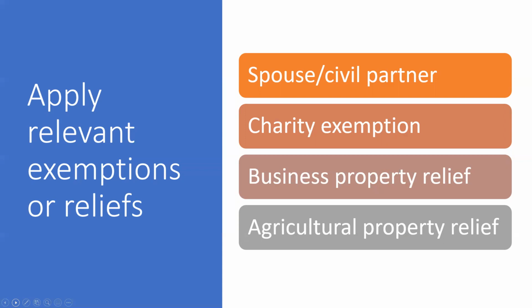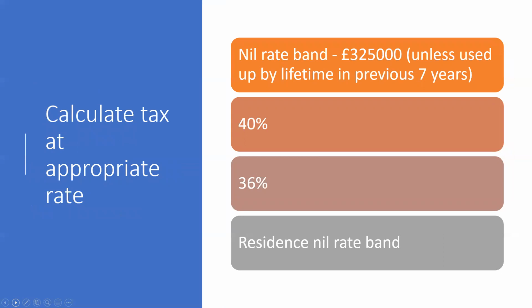Okay, so you take off any of those relevant exemptions or reliefs, and then the next stage is to calculate the tax at the appropriate rate. So the first thing is the nil rate band, which is £325,000 at the moment. It has been £325,000 for a while, but do read the question carefully, because if they're talking about something which has happened in the past, they might give you the nil rate band. So if it's not 325,000 because they're giving an old figure, then make sure you use the figure that it actually gives you in the question.